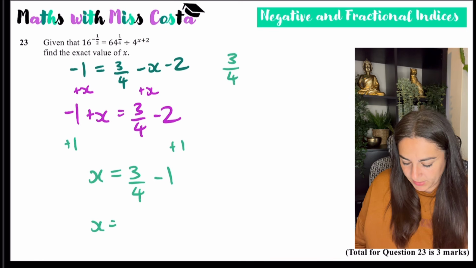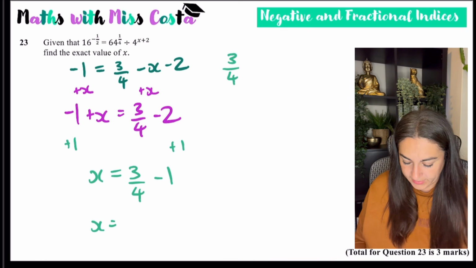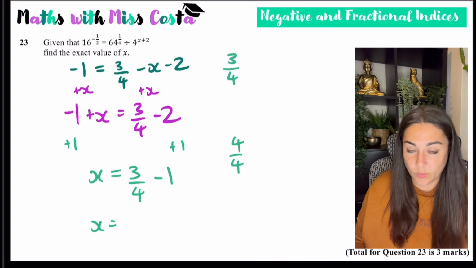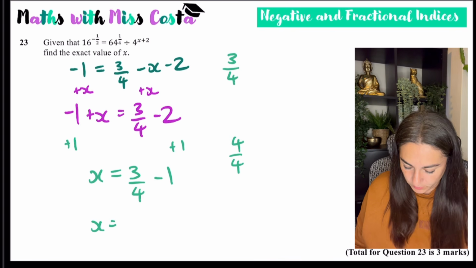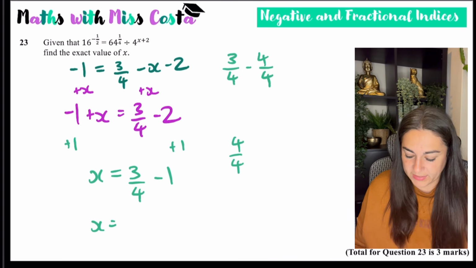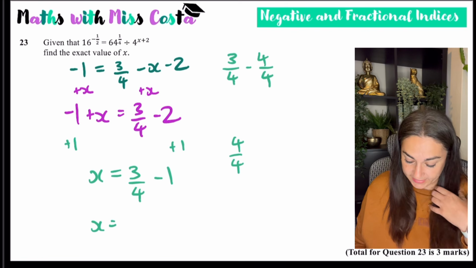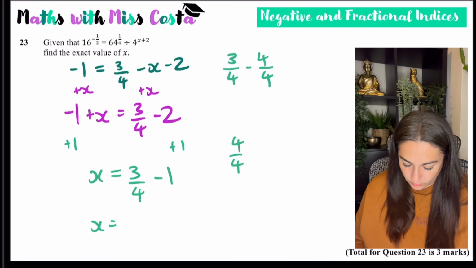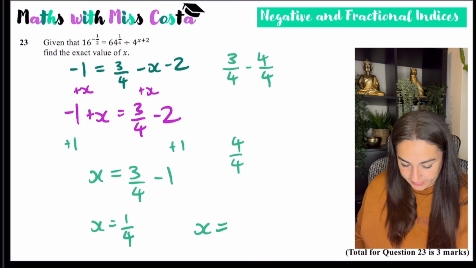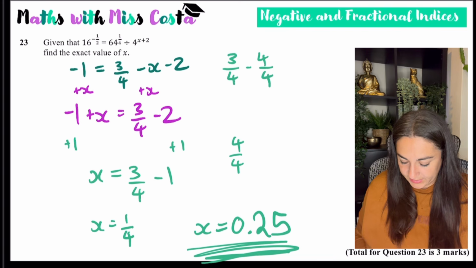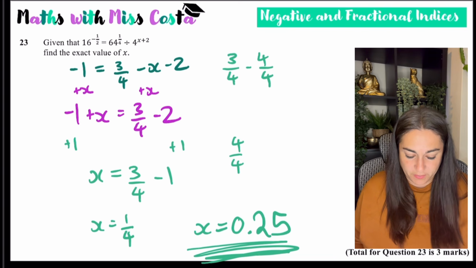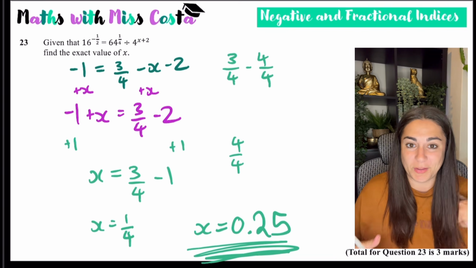So again, some people get a little bit stuck here. If you get stuck with that, turn 1 into quarters. So 1 whole is the same as 4 over 4. And the reason I've turned it into quarters is so it's the same denominator as this. 3 quarters take away 4 quarters is a quarter. So the exact value of x is 0.25.